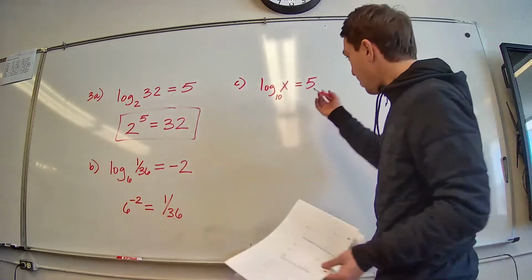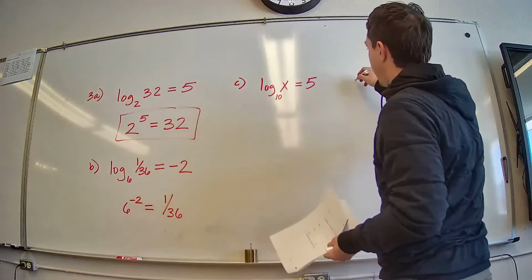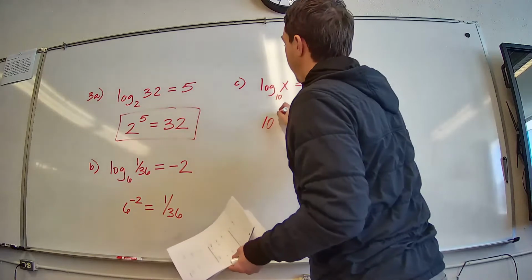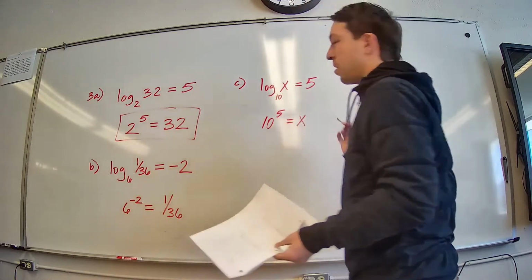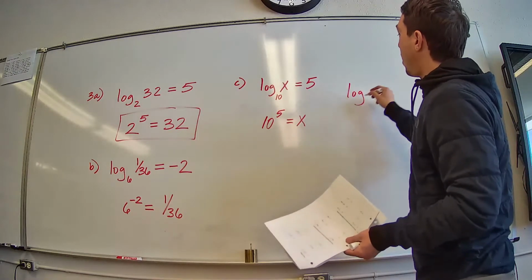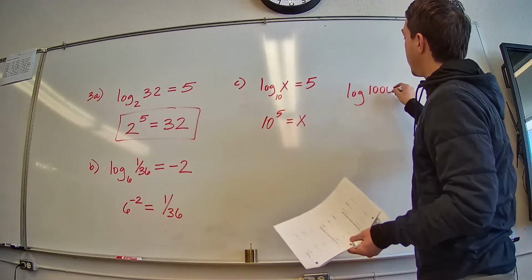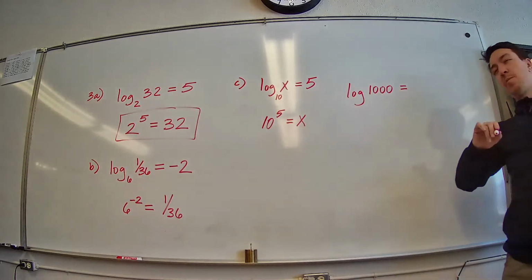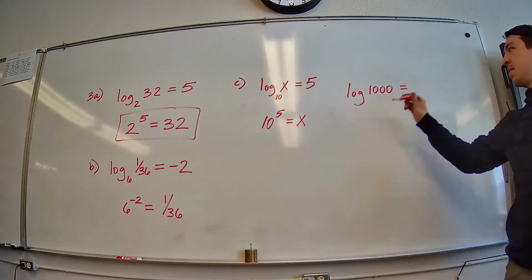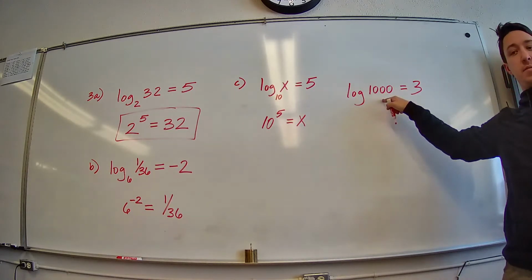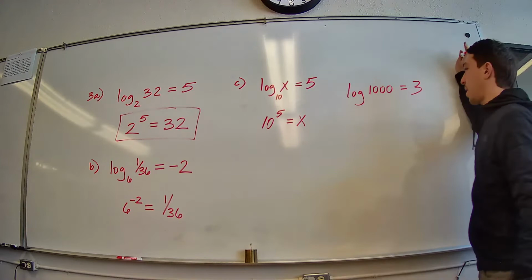Quick example. Let's rewrite this. It would say that 10 to the 5th power equals x. What do you think my calculator would tell me if I typed in log of 1,000? Log of 1,000, what would come out of the calculator? 3. Because 10 to the 3rd makes 1,000.